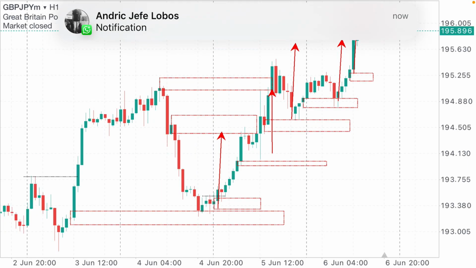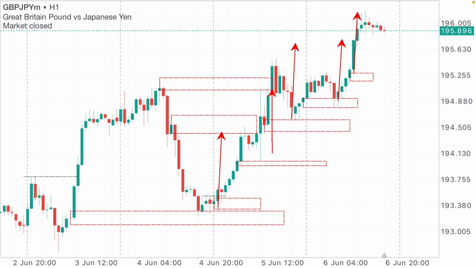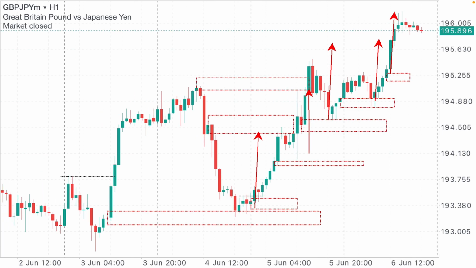I just want to show you how we caught entries this week, the past week on GBPJPY. As you know, I'm now trading only the GBPJPY. So this is the GBPJPY on our time frame. As you can see my arrows, that's where I caught entries. I caught 5 entries on GBPJPY, as you can see.